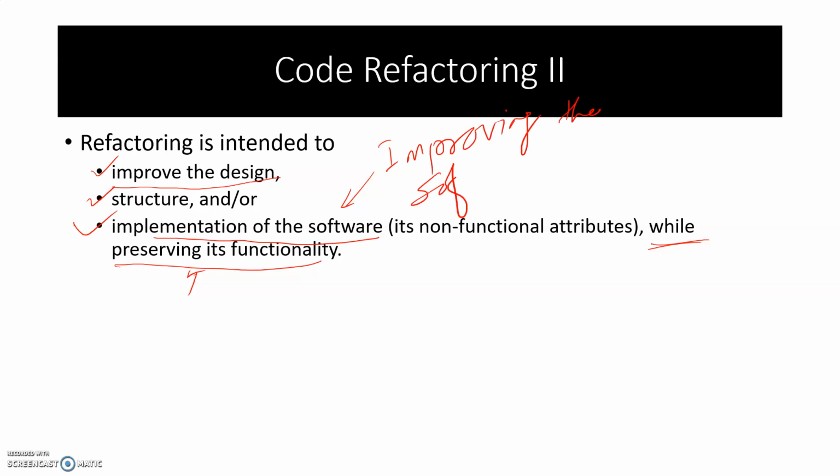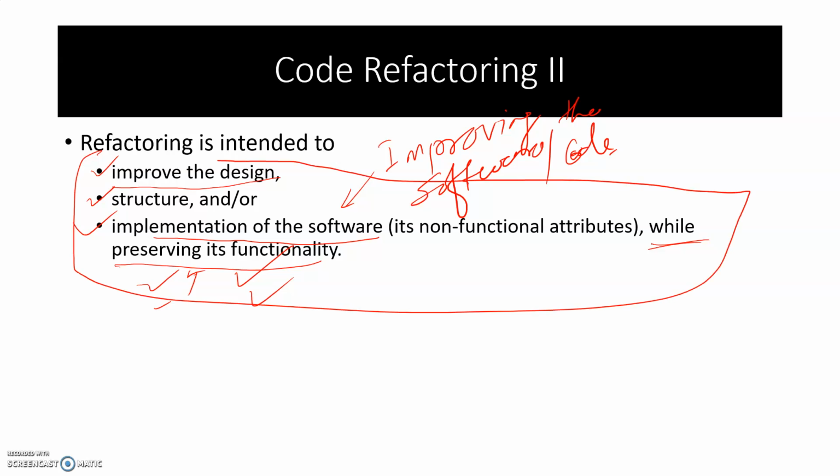So the functionality of the code will not change, whereas you are improving the software. Here the term software means the code. So you are improving the code without changing the functionality, or by preserving its functionality. So these three are the key benefits we can get by adding the concept of code refactoring in the programming code.